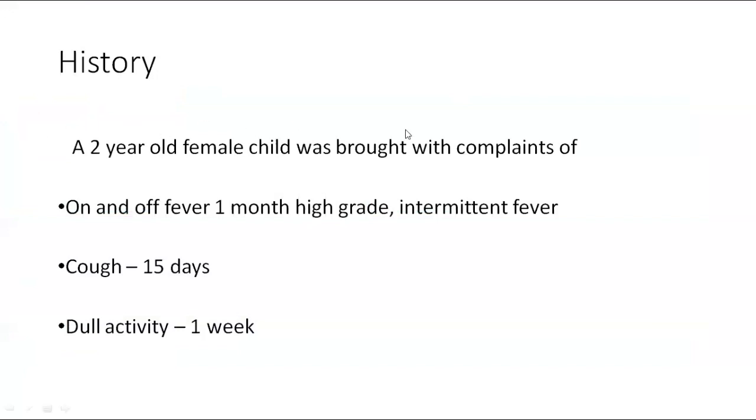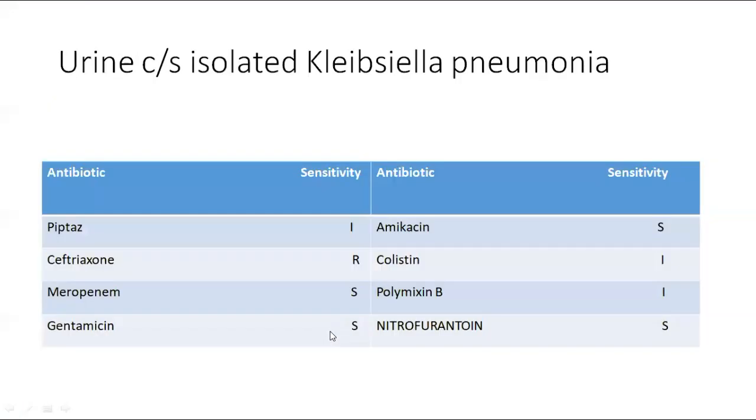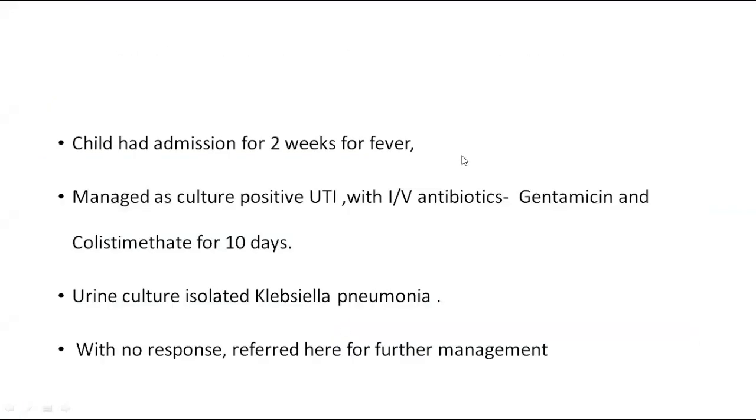So this is a 2-year-old female child brought with complaints of on and off fever since 1 month, which are high grade intermittent fevers, cough for 15 days and dull activity for 1 week. This child was admitted outside for 2 weeks with fever and managed as culture positive UTI with gentamicin and colistin. In spite of giving sensitive antibiotics, this child had persistent fever spikes, so they referred the child for further management.